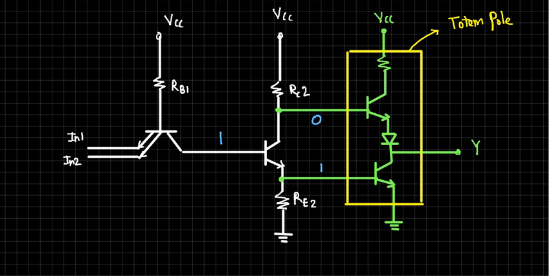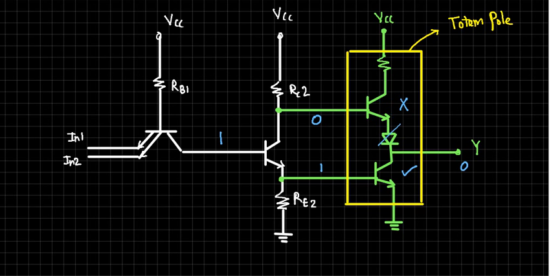Now, if it is 0 here and 1 here, this won't conduct, this will conduct. Is that true? If this conducts, this won't conduct. What is the output voltage? 0. This is not conducting, that means it is in the cutoff position. If it is in the cutoff position, both are gone. The output voltage is 0.